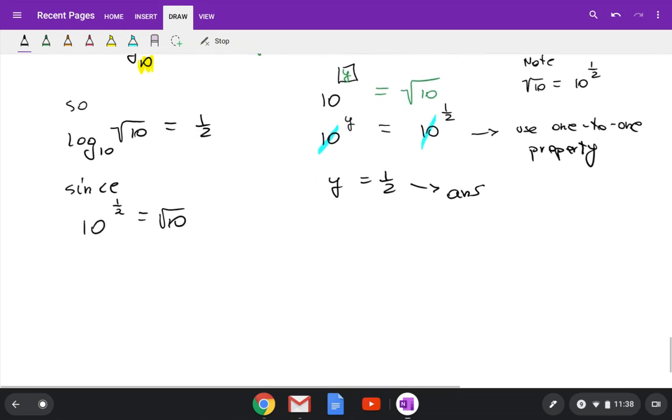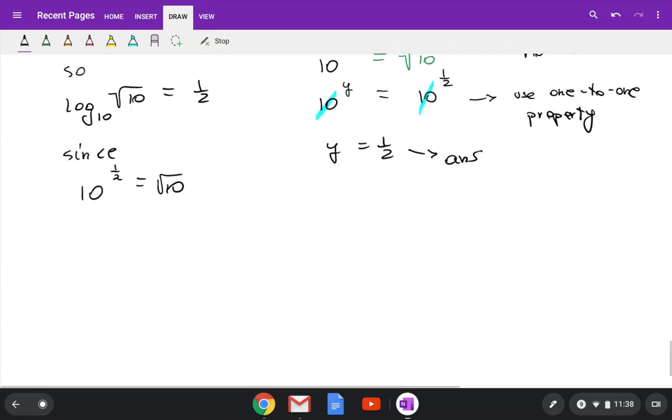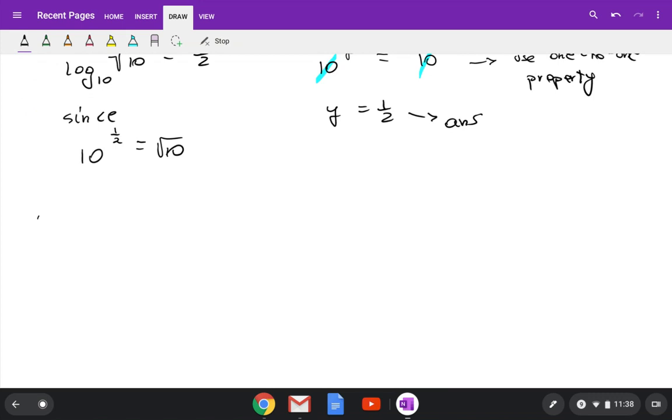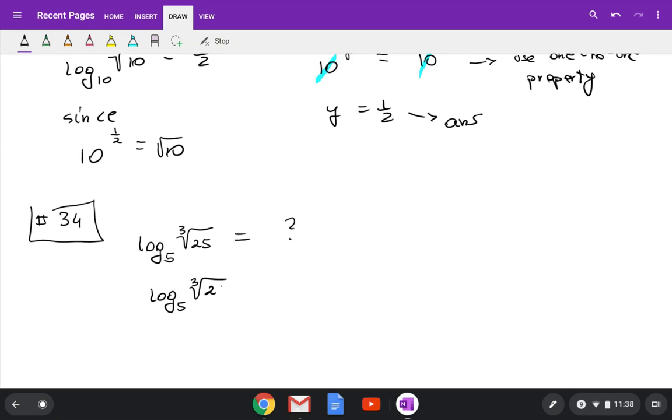Okay, 34. Let's do a little more until you guys, okay, I'm tired of that. I do understand what's going on. 34. You have log base 5 of cube root of 25. It's equal to what? So you have to figure out. So let's just rewrite that as log base 5 of cube root of 25. It's equal y. So to figure out what is that y, change to exponential.